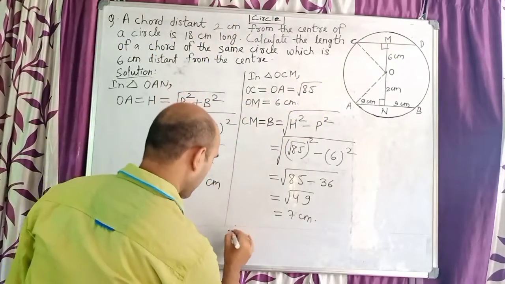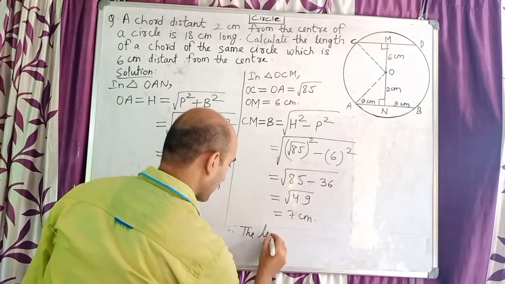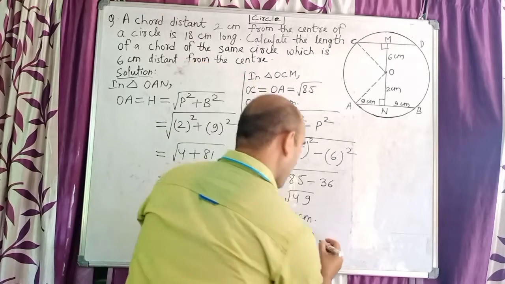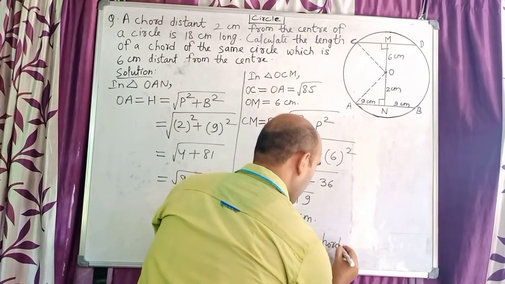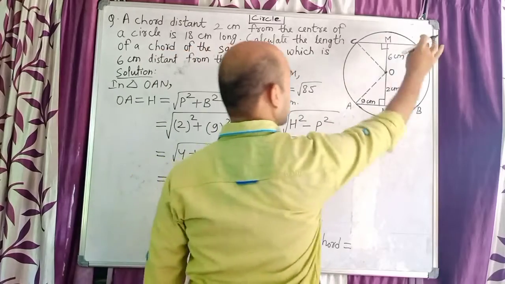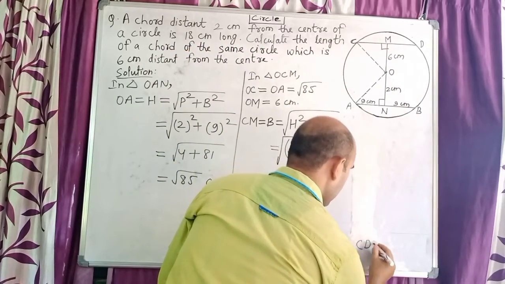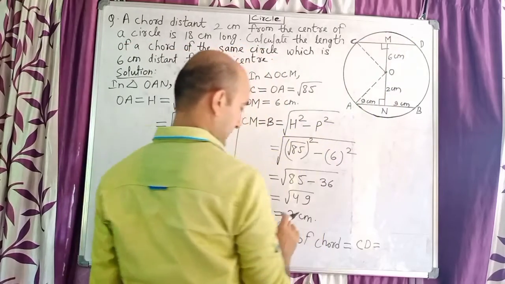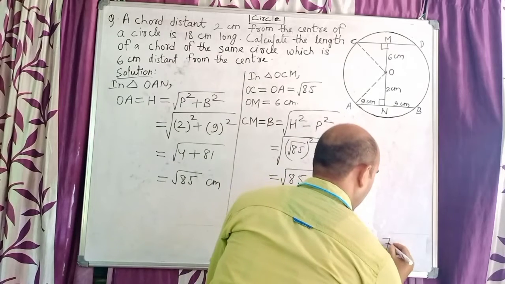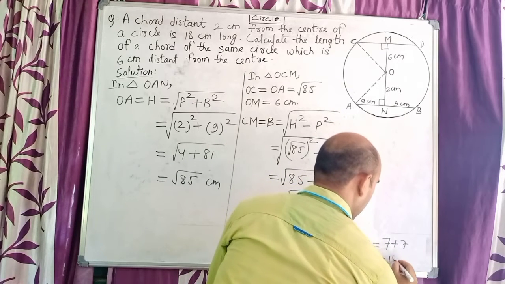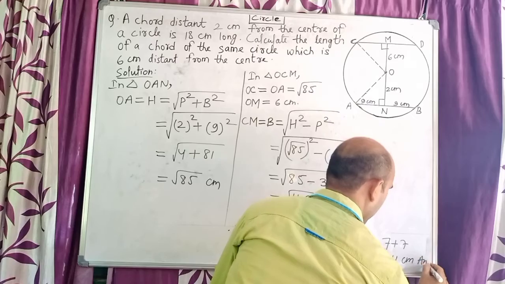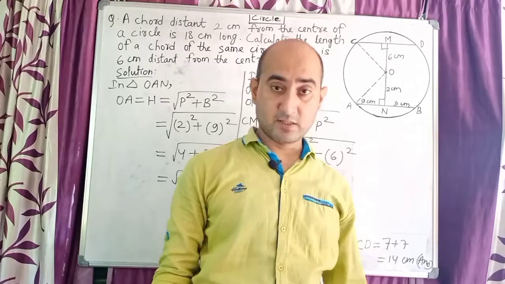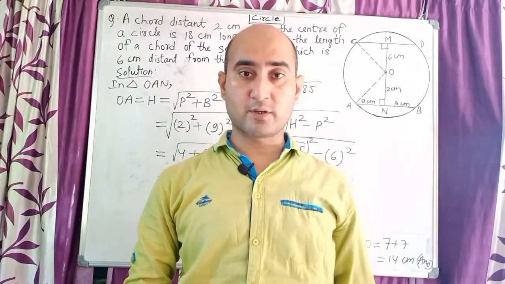So you can write, therefore the length of second chord or only chord, the length of chord is equal to CD, and its value will come how? CD will come, both are equal, so 7 plus 7, and 7 plus 7 is 14 cm. So second chord is 14 cm. So this is how we have to do, children. I hope you understood. Thank you, children.